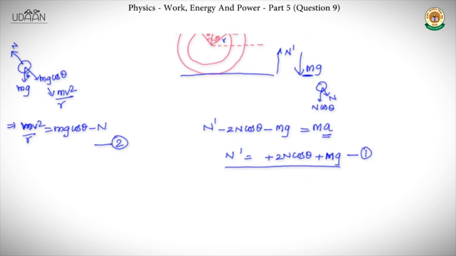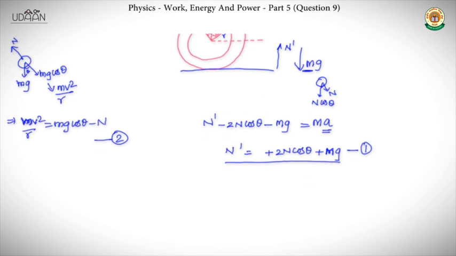From the work energy theorem, from the conservation of energy, we can write: change in potential energy is equal to change in kinetic energy. At the initial position, the velocity is equal to 0. We take a particular ball, so the initial kinetic energy is equal to 0, and we assume the final velocity as v. The kinetic energy will be equal to half mv square minus 0.